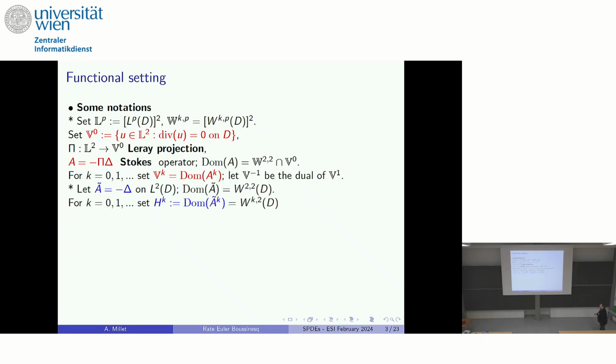All right, now I want to try to have similar notations for the temperature. So everything will be with a tilde, and these are without double bars. So A tilde will be minus delta, and H^k will be the corresponding spaces.